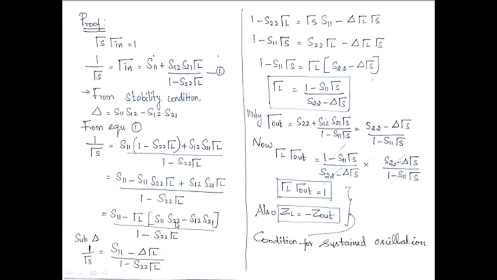And when you take gamma L outside, you will get S11 minus gamma L into (S11 S22 minus S12 S21). And the delta formula is actually S11 S22 minus S12 S21. So once you replace this in the equation with delta, we will get 1 by gamma S equal to (S11 minus delta into gamma L) divided by (1 minus S22 gamma L). So once you cross multiply, you will get 1 minus S11 gamma S equal to gamma L into (S22 minus delta into gamma S). Therefore gamma L equal to (1 minus S11 gamma S) divided by (S22 minus delta into gamma S).